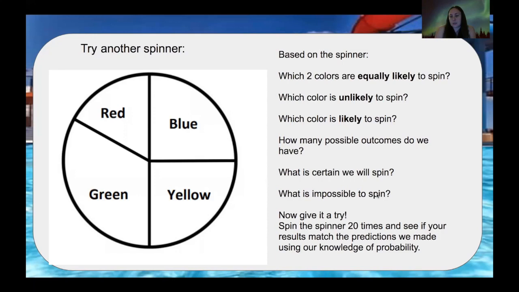What is impossible to spin? Well, it's impossible that we're going to spin a number, so any number would be impossible. It is impossible to spin a state. None of these are names of states. So there are 2 different options we could use for what is impossible to spin.